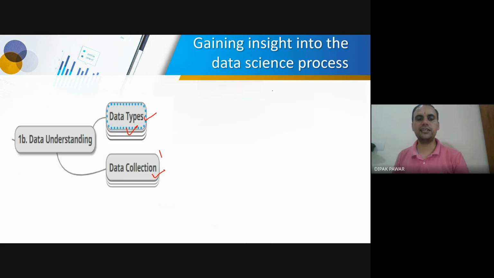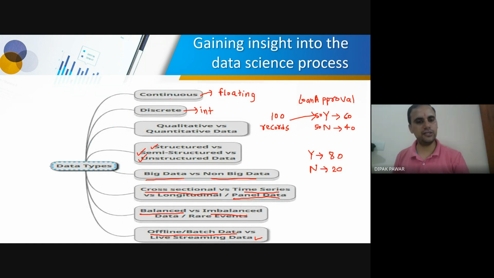After business understanding, the next part we covered is data understanding. In data understanding, we have two blocks: one is data types, and another one is data collection. In data types and data collection, we covered this in much more detail. In data types, we have a continuous data type and a discrete data type. Next, we have data types based on qualitative data and quantitative data.